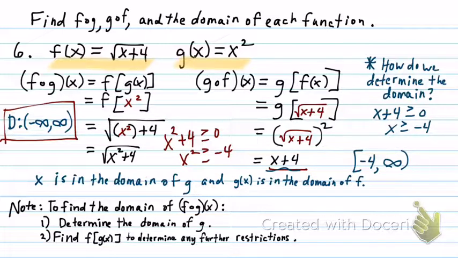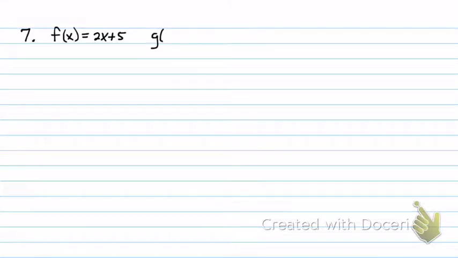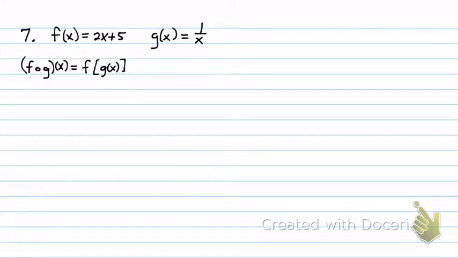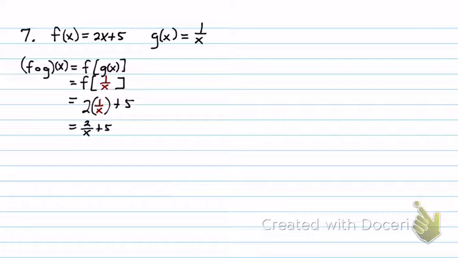Alright, let's look at one last example. On number 7, f of x equals 2x plus 5, and g of x equals 1 over x. So f of g of x is equal to f of g of x. g of x is 1 over x. So remember, with the f function, we double our input and we add 5, or you can see that's what's going on here. And our input here is 1 over x. So this is going to be 2 over x plus 5.